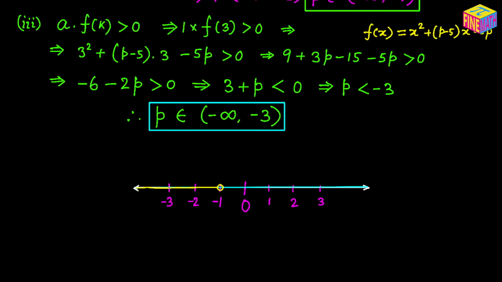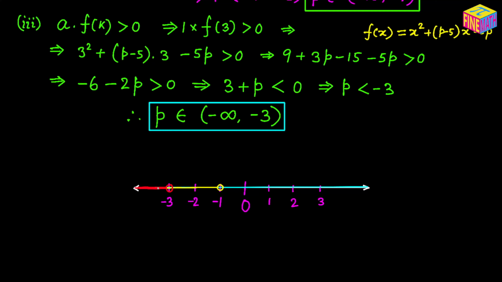Using the red color, I'm now going to draw a hollow circle on top of negative 3 because negative 3 is excluded. So this is the zone right here where p has to lie, meaning p can take any value in the red zone. So p must be a number from the red zone. It cannot be a number from the light green zone. It cannot be a number from the yellow zone.